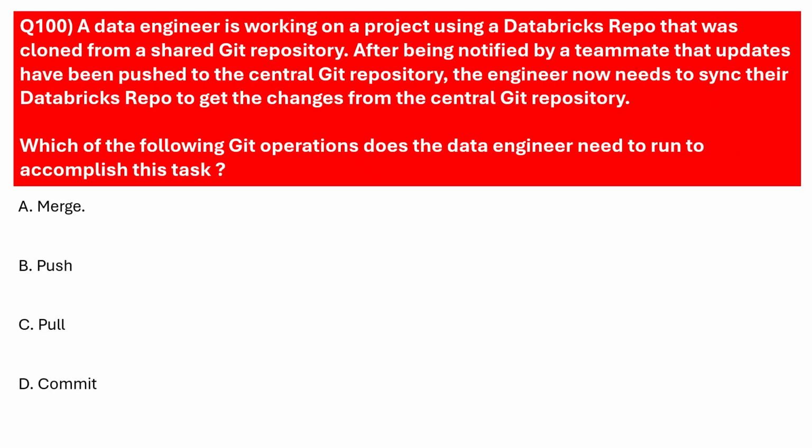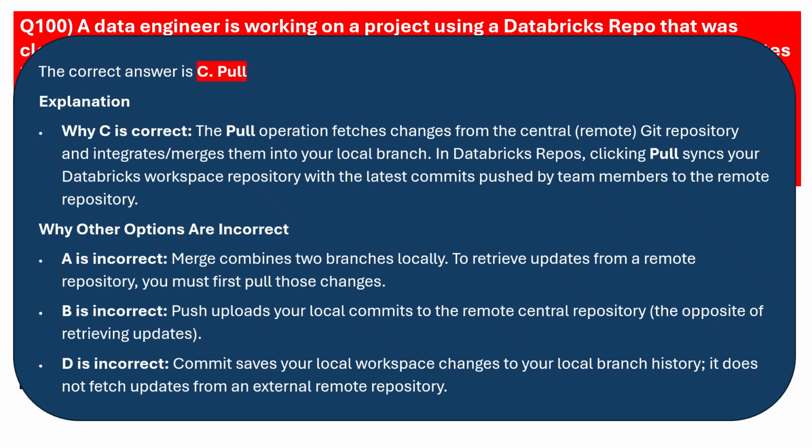Q100. A data engineer is working on a project using a Databricks repo that was cloned from a shared Git repository. After being notified by a teammate that updates have been pushed to the central Git repository, the engineer now needs to sync their Databricks repo to get the changes from the central Git repository. Which of the following Git operations does the data engineer need to run to accomplish this task? A. Merge. B. Push. C. Pull. D. Commit. The correct answer is C, pull.